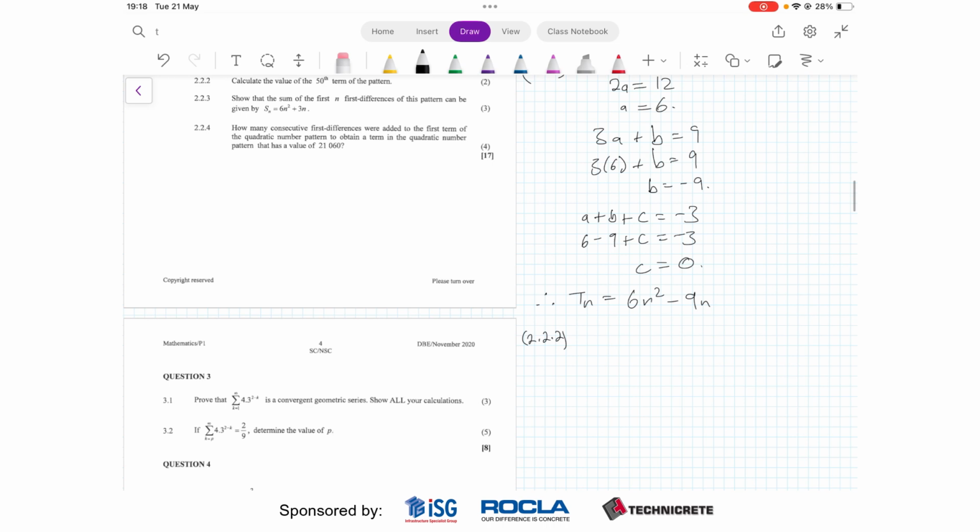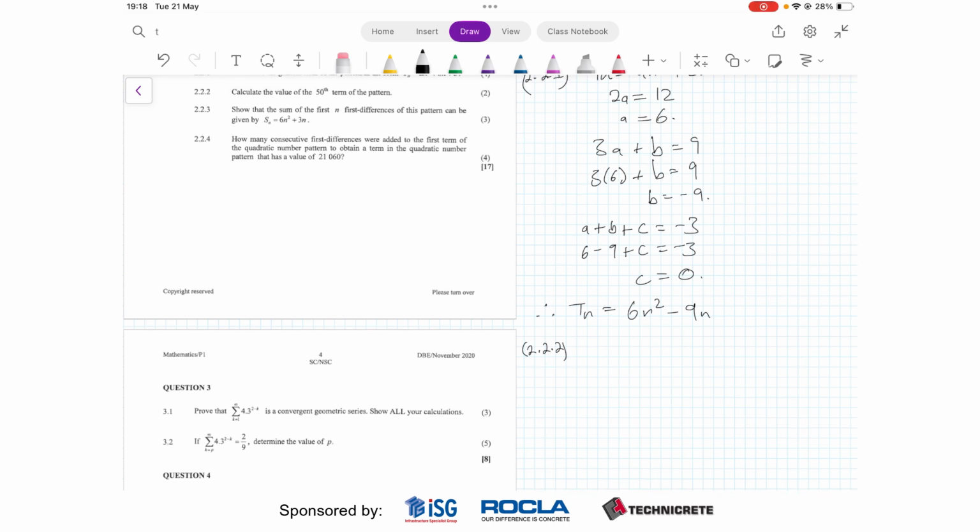And now, for 2.2.2, we are asked to calculate the 50th term of the pattern. So for the 50th term, we know n is equal to 50. This tells us that T50 is equal to 6 into 50 squared minus 9 into 50. And that will be 14,550.